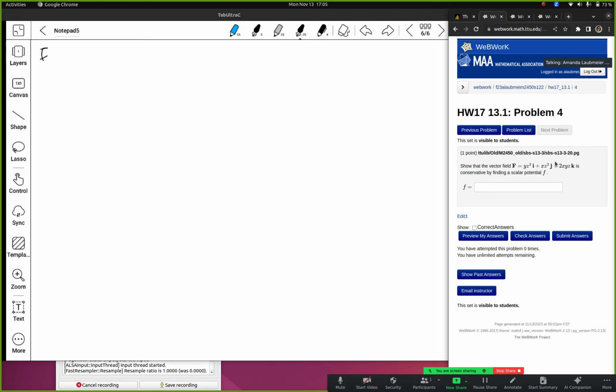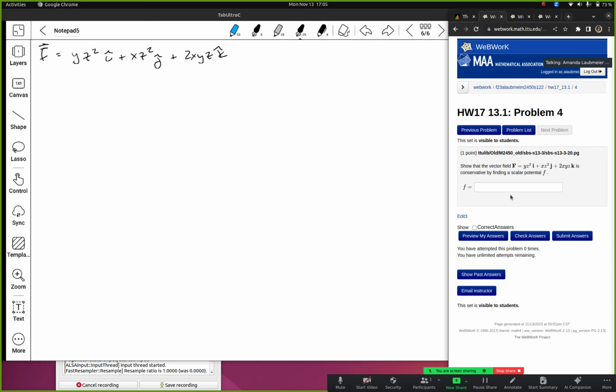And for this one, we're given capital F equal to yz squared i hat plus xz squared j hat plus 2xyz k hat. Yz squared, xz squared, 2xyz. Okay, cool. And we're asked to show that this is conservative by finding a scalar potential function f.